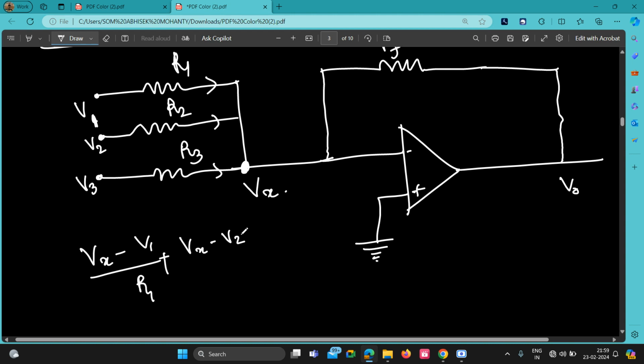Okay, one thing, wait. If you see carefully, this is your grounded, right? So your virtual ground concept will be applied here. So this will be zero. If this is zero, then this is also zero, right? This is connected to this point directly. There is no middle part here. So this will be zero also. So Vx is zero. So again, I will start here.